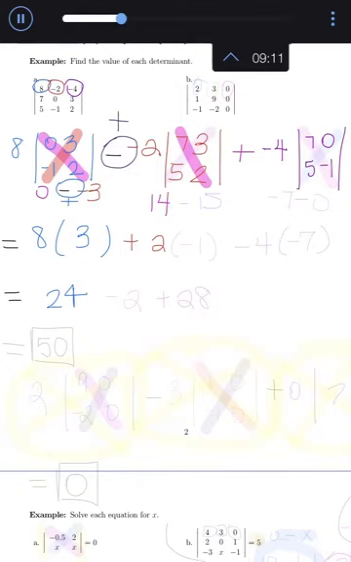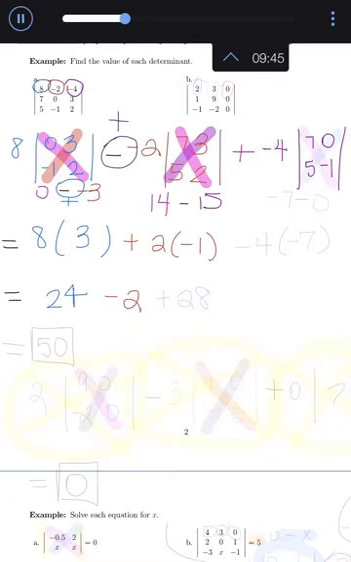And then we subtract the other cross product, which in this case is 5 times 3, which is 15. So we end up with 14 minus 15, which is negative 1. So we added 2 out in front of that, and then we have our determinant, which is negative 1. So 2 times negative 1 is negative 2.